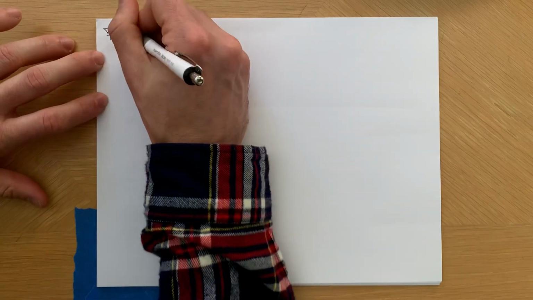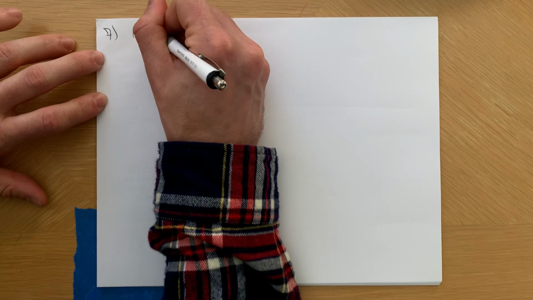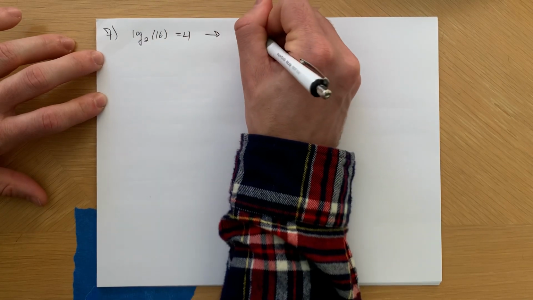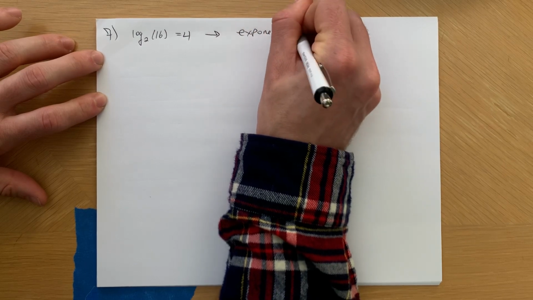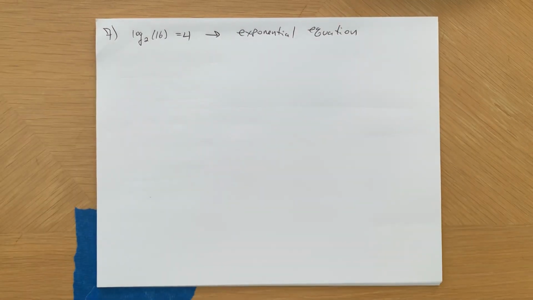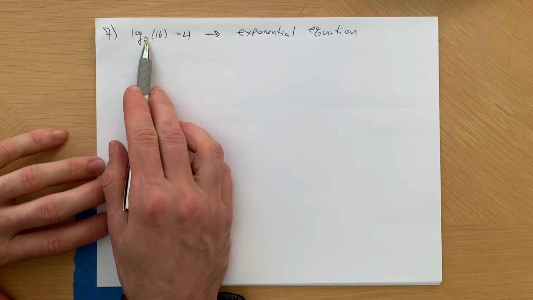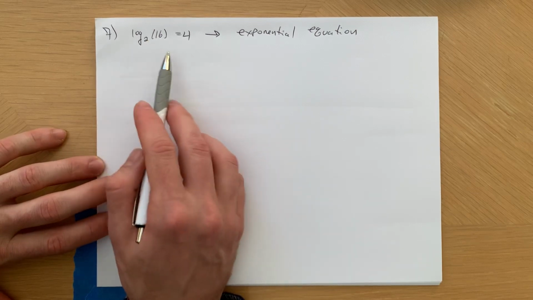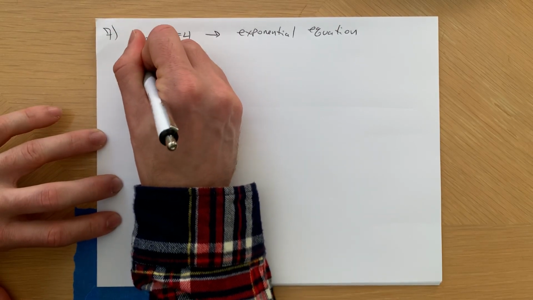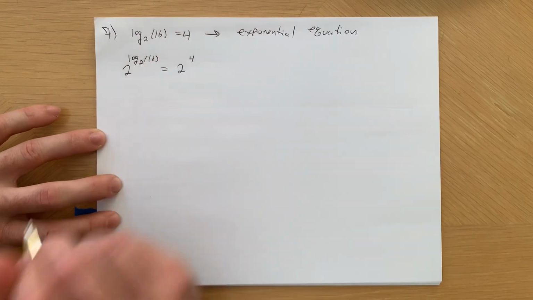What we want to do is take this log equation, log base 2 of 16 equals 4. And now we want to turn this into an exponential equation. Okay, so in order to turn log equations into exponential equations, we look at the base of our log. So the base of our log is 2. And then what we're going to do is raise both sides to the second power, meaning we're going to do 2 raised to the left, so 2 to the log base 2 of 16, and then 2 raised to the right, 2 to the 4.